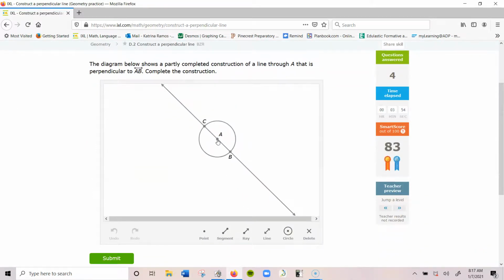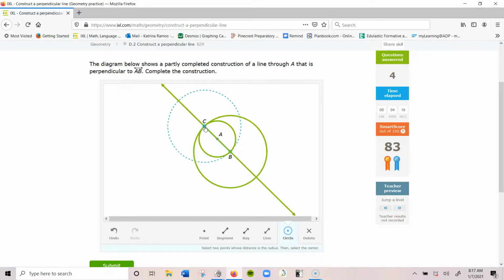This is where the point is on the line. The little circle is already constructed. So we need to do the 2 big circles. And what we do is we click on circle, obviously. The radius is going to be the 2 outer circles. So I'm going to select B and C. And I put one circle centered at B. And then I create another circle with the same radius, but now centered at C. And then I select line. I go to A and where those 2 circles intersect.